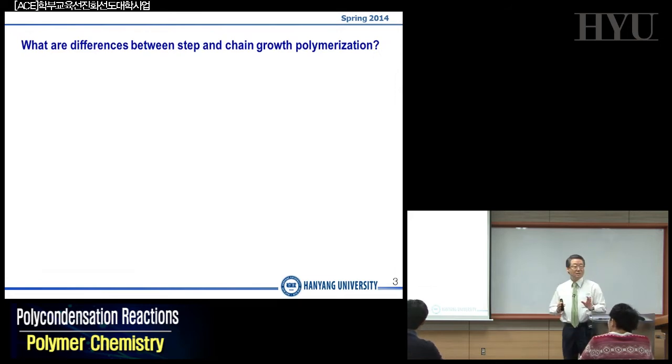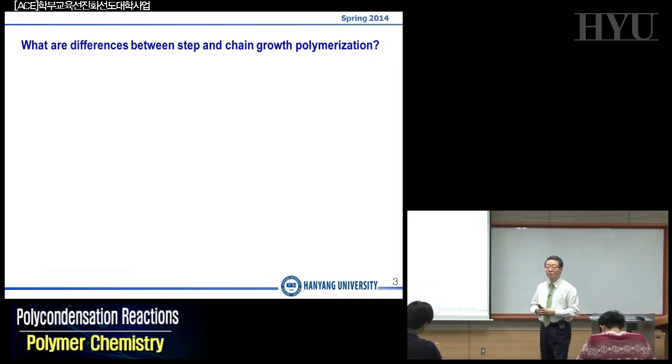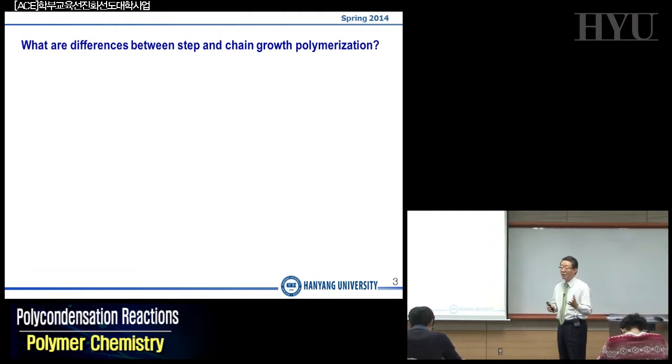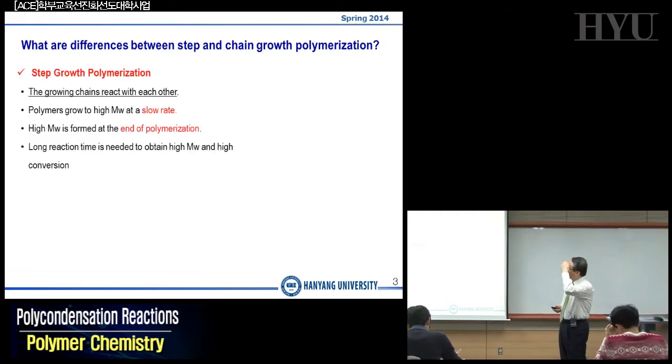Well, let's discriminate between step-growth polymerization and chain-growth polymerization in terms of the molecular weight and the rate of polymerization reactions. In the case of step-growth polymerization reactions, growing chains, you start from your monomer. Okay, monomer will be reacting step by step.